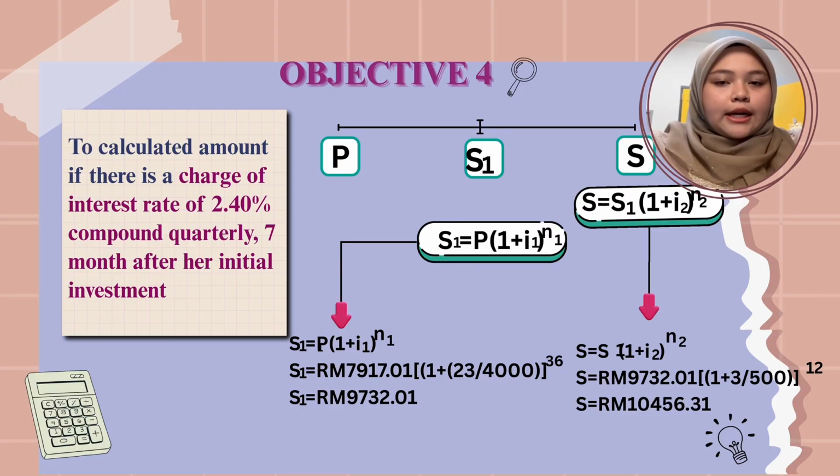Next, we calculate the accumulated amount after the interest rate change. We use the formula S equals S1 times 1 plus i2 raised to the power of n2. Now we substitute the values, S equals 9,732 ringgit and 1 cent times 1 plus 3 over 500 raised to the power of 12. After calculating, the final accumulated amount is 10,456 ringgit and 31 cents.